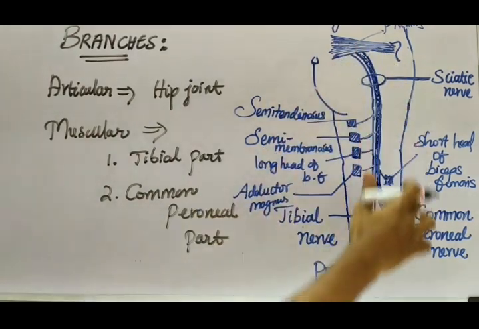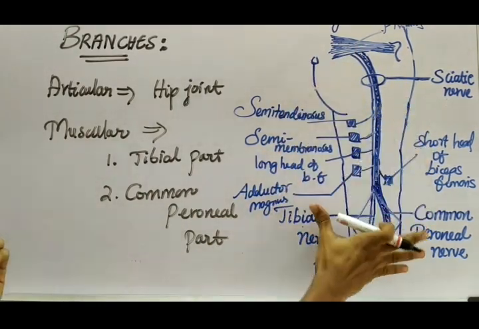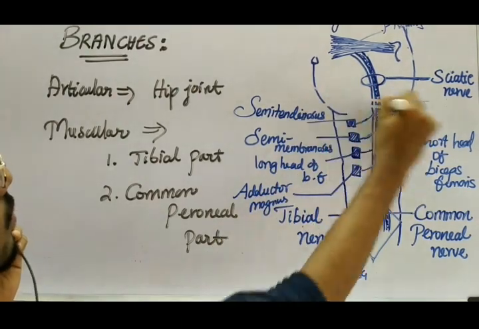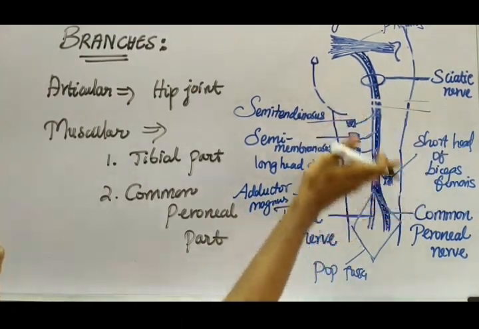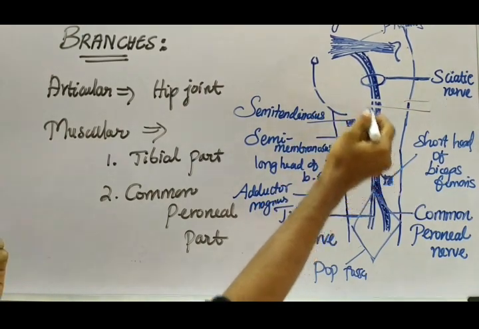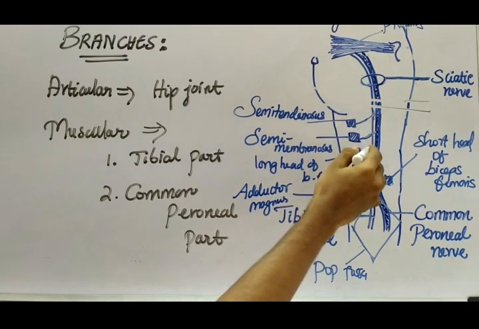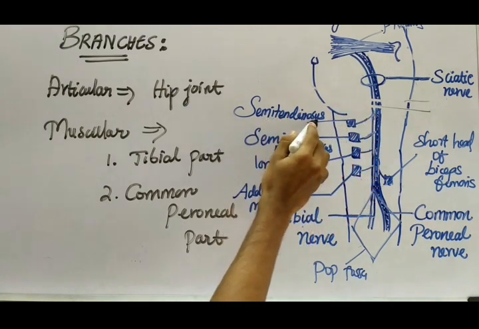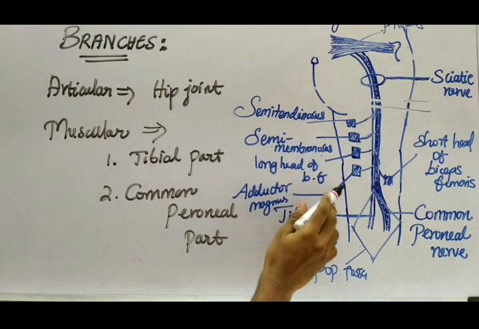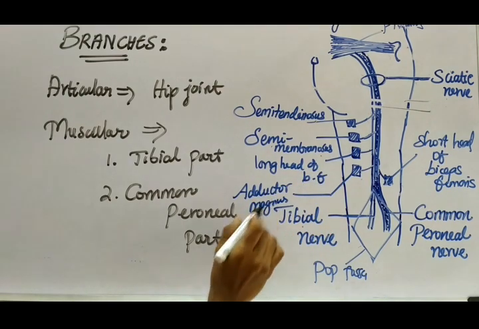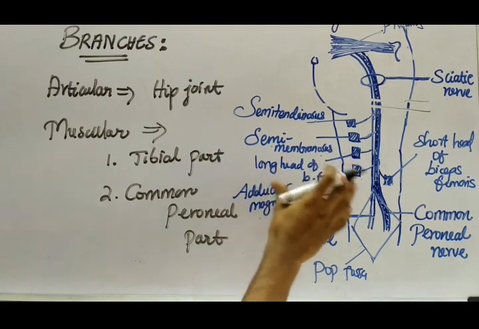Here you can look in this picture. This is the posterior part of the thigh. This is the posterior compartment of thigh. Here you can see the tibial part and common peroneal part. The tibial part of the nerve supplies the semitendinosus muscle, semimembranosus, long head of biceps femoris, and the adductor magnus. This adductor magnus has two parts.